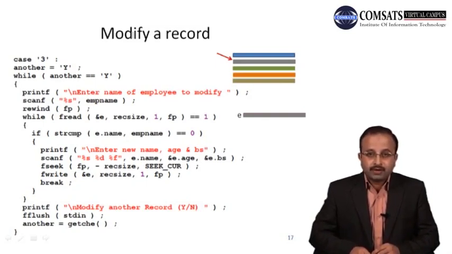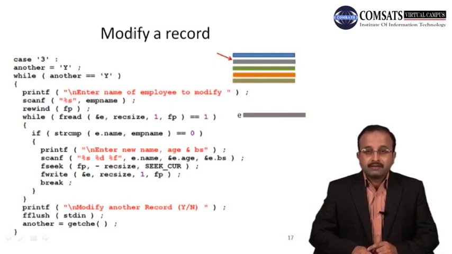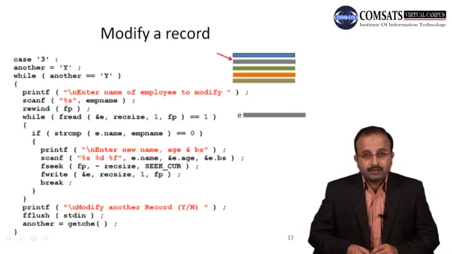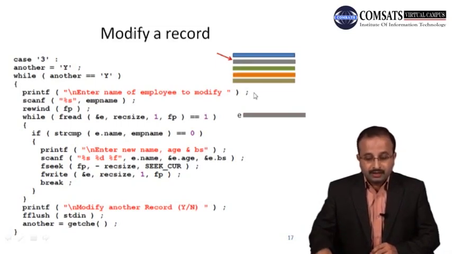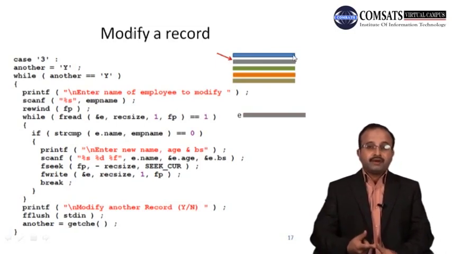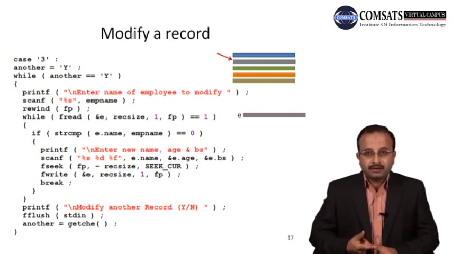Then you move the file pointer to the beginning of the file and you read the first record. After reading the first record, you check whether the name in the first record is equal to the name input by the user. If they are equal, then you have found that record. But you have to make sure of one thing: after reading the first record, the file pointer points to the beginning of the second record. After reading the second record, the file pointer points to the beginning of the third record.